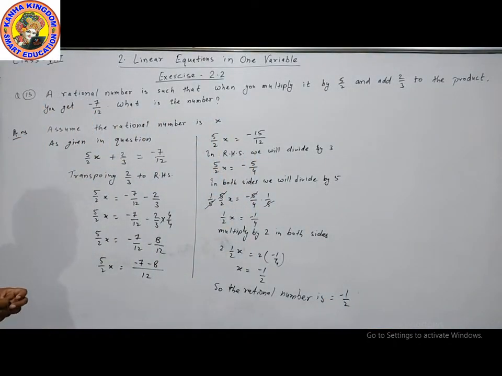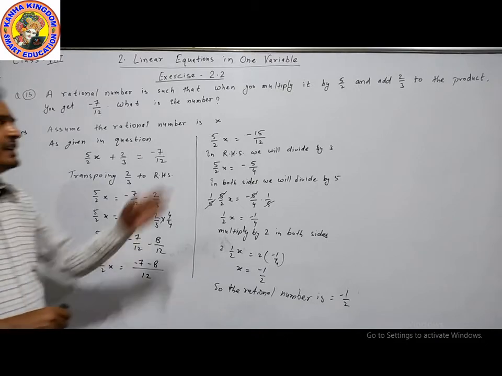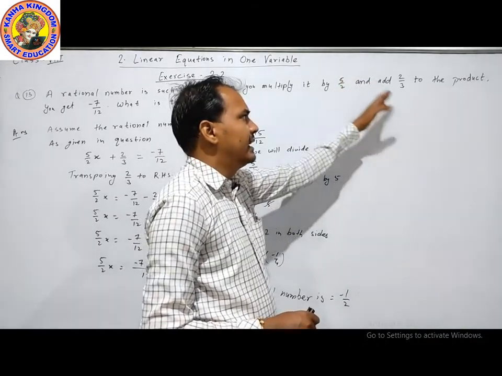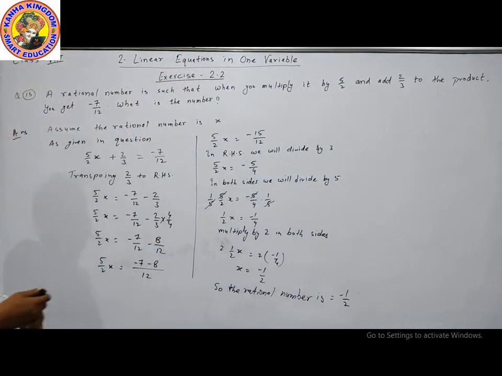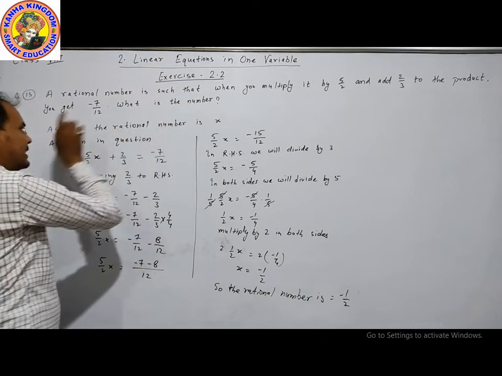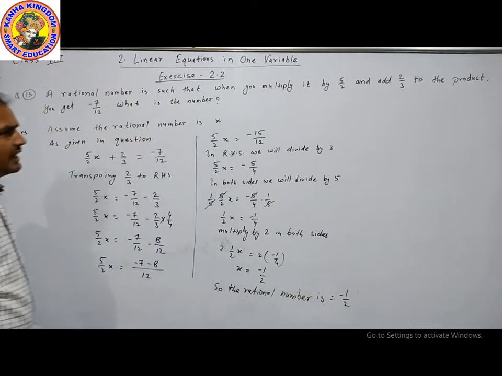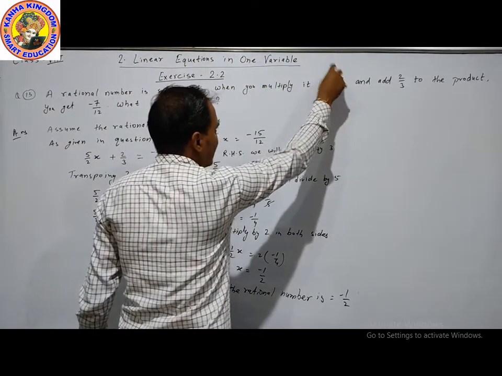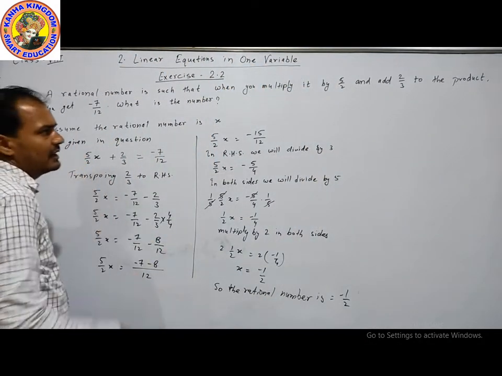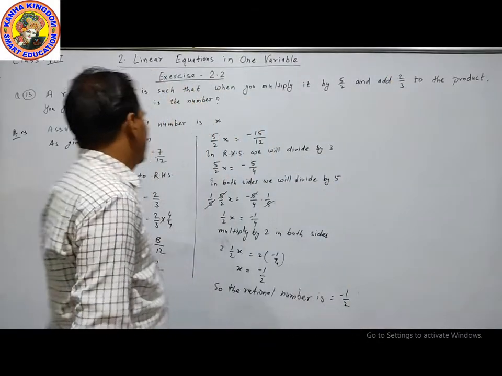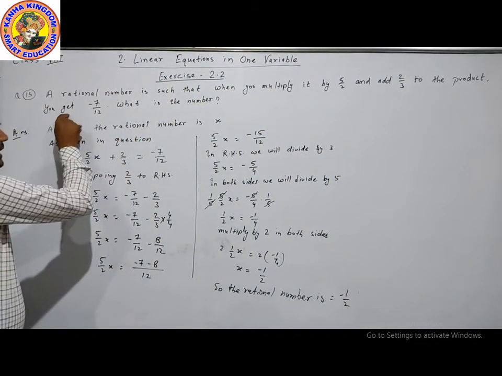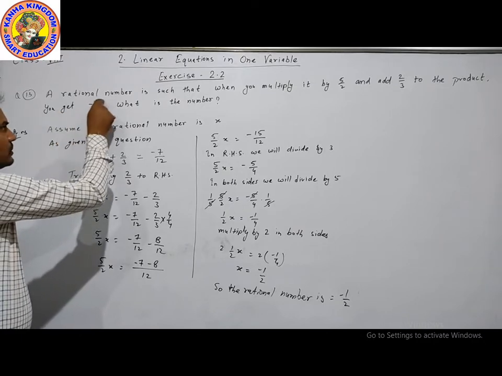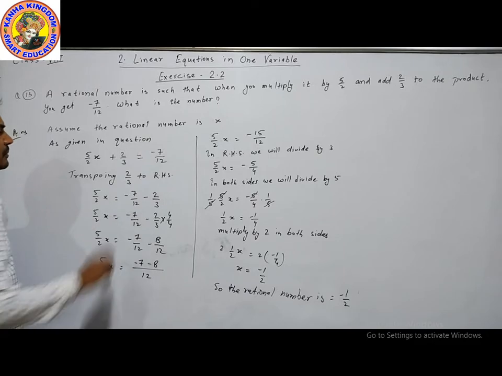This is our answer. Let us begin again from this question. A rational number is such that when you multiply by 5 by 2 and add 2 by 3 to this product, you will get minus 7 by 12. What is the number? The number is x. Let us assume the rational number is x, as given in the question. The rational number x multiplied by 5 by 2 and add 2 by 3 equals minus 7 by 12.